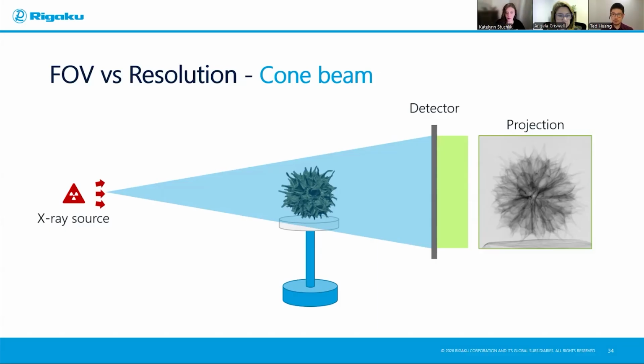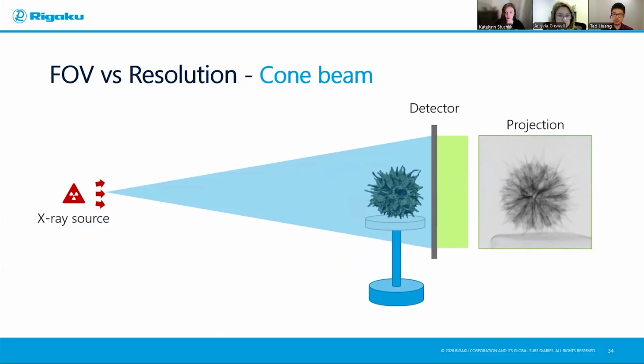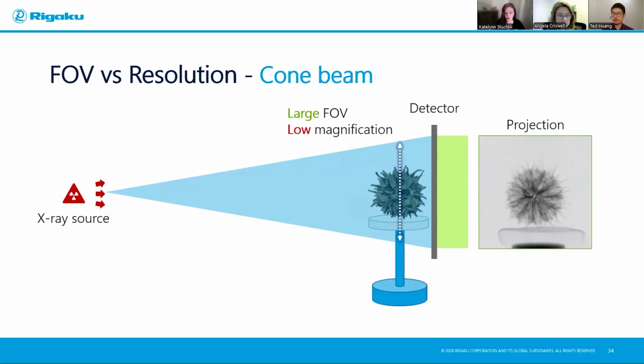So when you move your sample closer to your detector, you can see you have a larger FOV. But you also notice you don't really have a lot of magnification happening in this case. So if you do a scan, you'll still have very informative 3D data, but the size of the magnification is similar to you actually looking at it with your bare eyes.